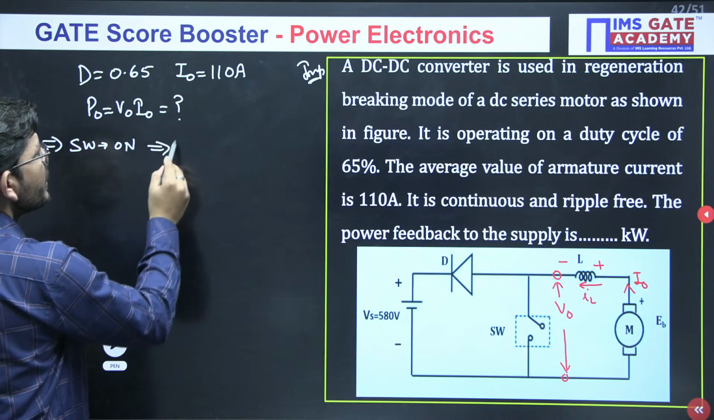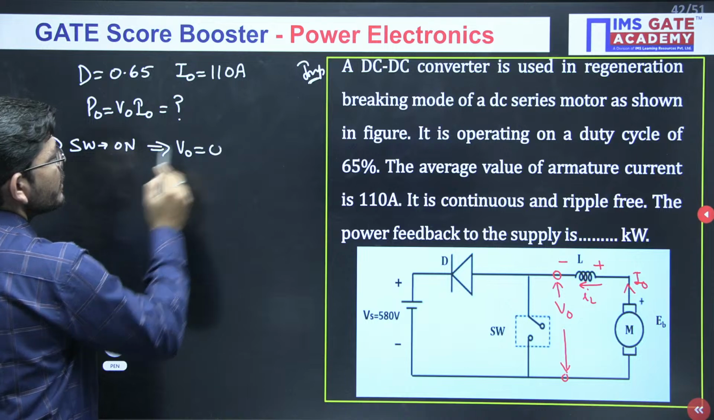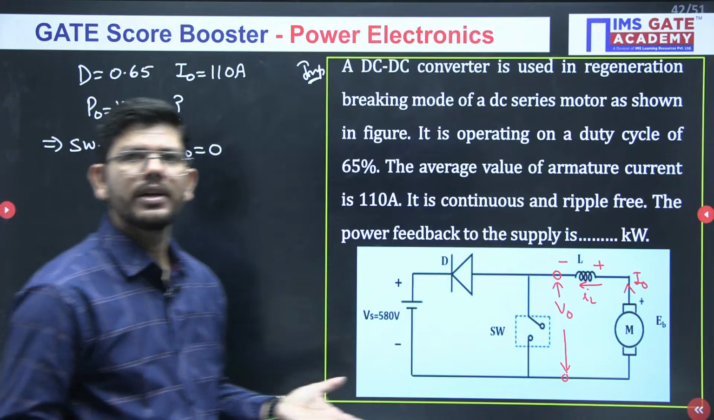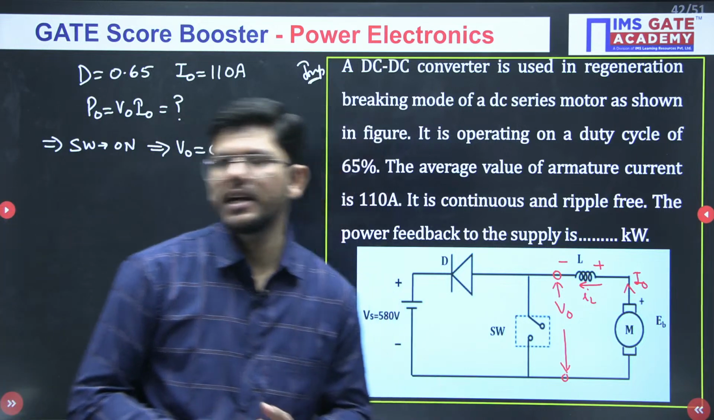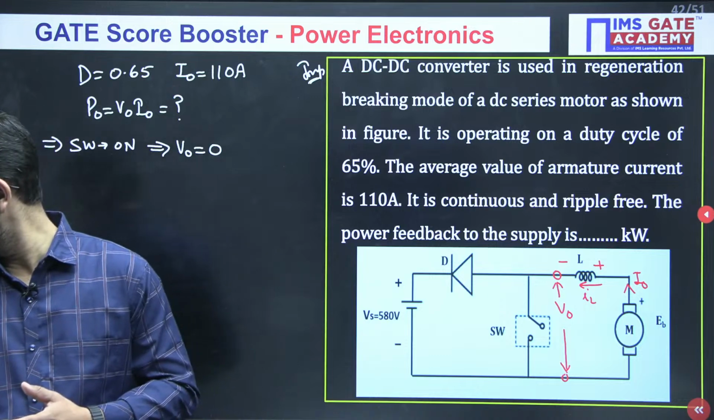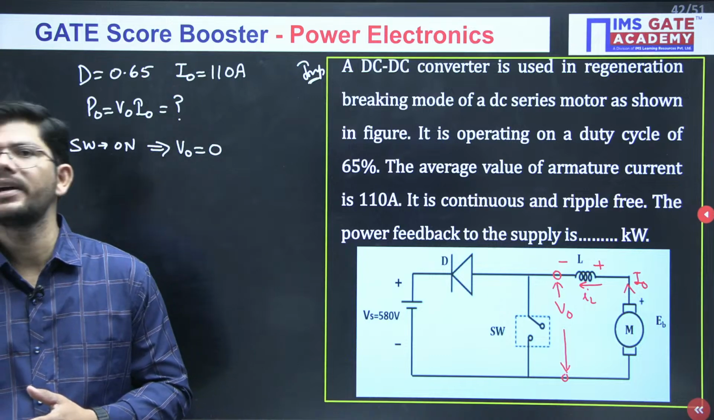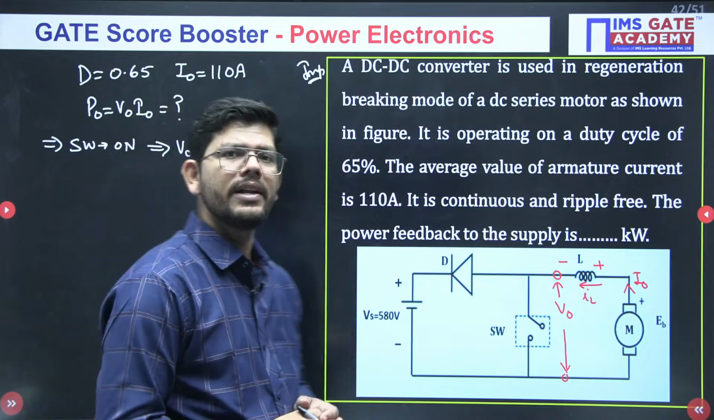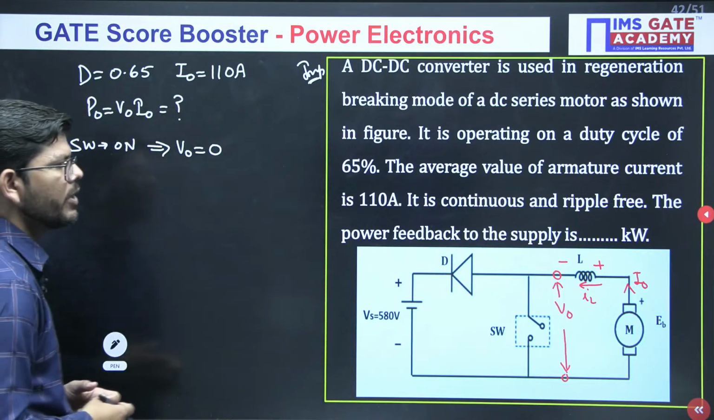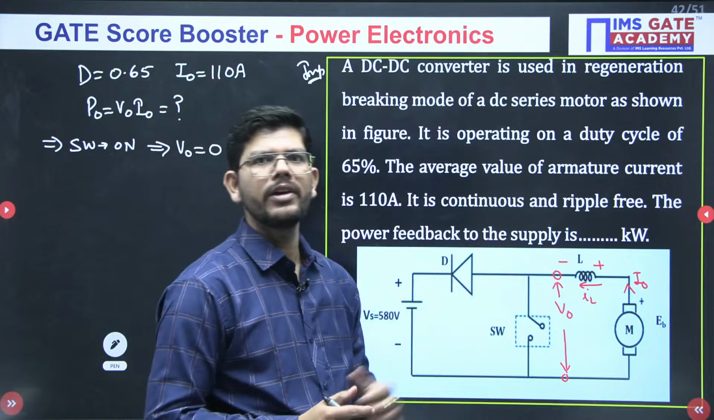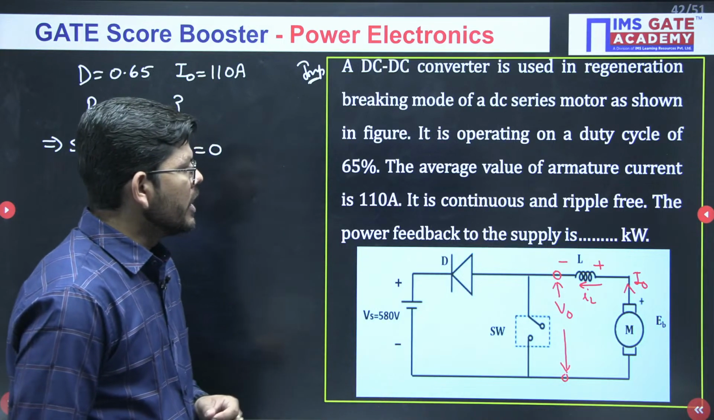So when your switch is on, at that time, what will be the output voltage that you will be getting? It is 0, isn't it? Aryan Agarwal has calculated and is saying 22.33. Very good, Aryan. Excellent. If you are able to solve this question, you are well prepared.